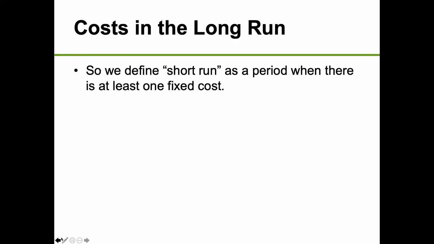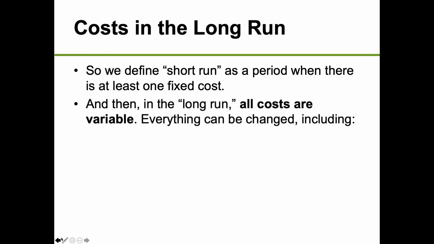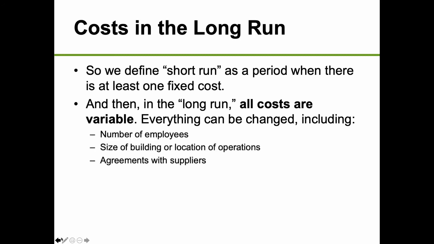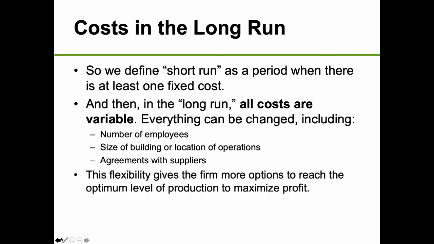So once again, we define the short run as a period where there's at least one fixed cost. And the long run, all costs are variable costs. Everything can be changed, including how many workers you have, the size of your building, the size of your operation, any agreements with suppliers. Everything can be renegotiated. That flexibility allows firms more options to reach what they're really trying to find, and that is the optimal level of production that's going to help them to maximize profits. Remember profits? That's what we're all about. That's what businesses are all interested in. That's where we're trying to go with all of this discussion.